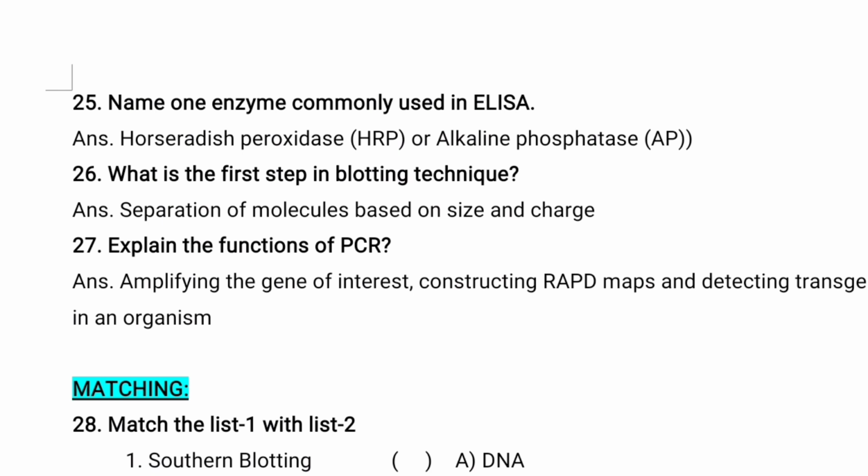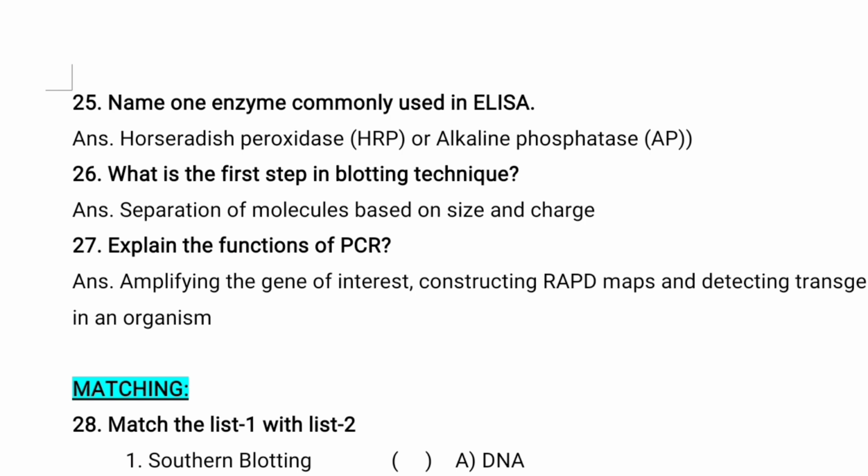Name one enzyme commonly used in ELISA. So the correct answer is horseradish peroxidase or alkaline phosphatase. Let's see the next question. What is the first step in blotting technique? The correct answer is that separation of molecules based on their size and charge is the first step in blotting techniques. Let's see the next question.